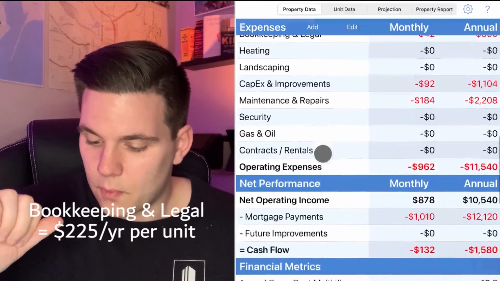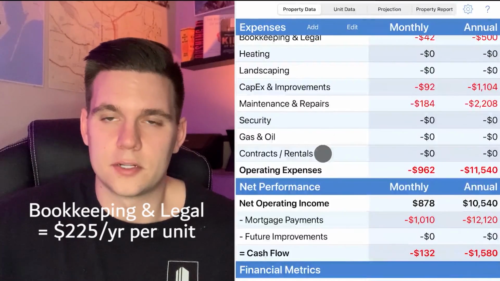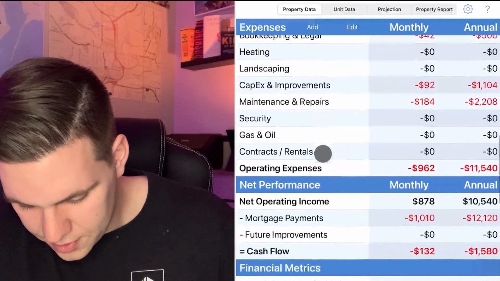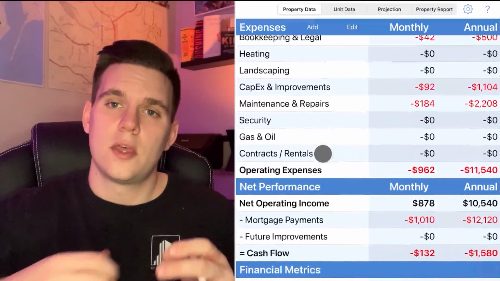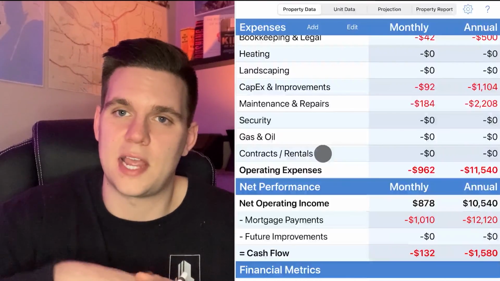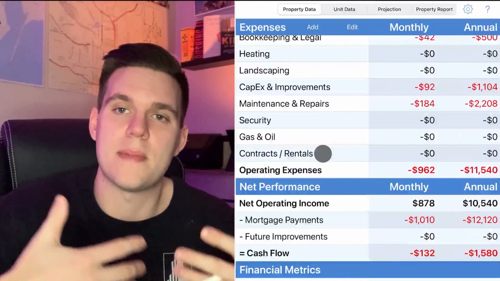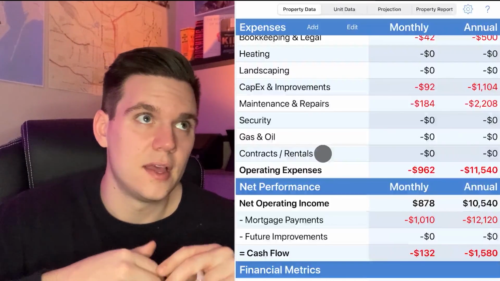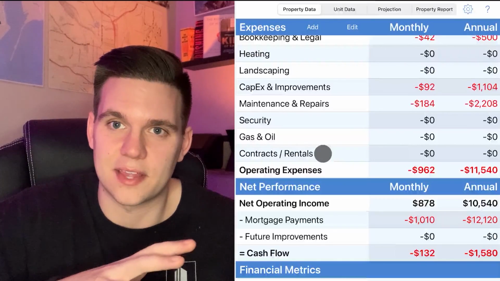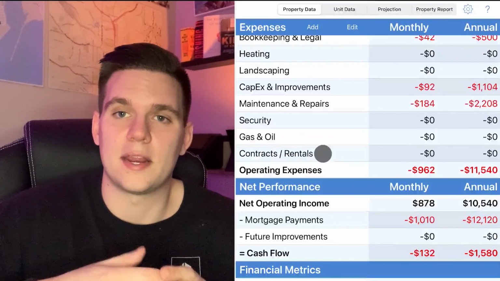So how I budget for bookkeeping and legal is about $200 a unit per year. I always make sure I put that in when I run my numbers. And lastly, we have this section, contracts and rentals. They should be split into two different ones. Contracts is any other third-party contract that is involved with managing that property. So whether you have an annual fire inspection, fire safety, anything like that in place, you want to make sure you're contacting the owner and getting them to show you.